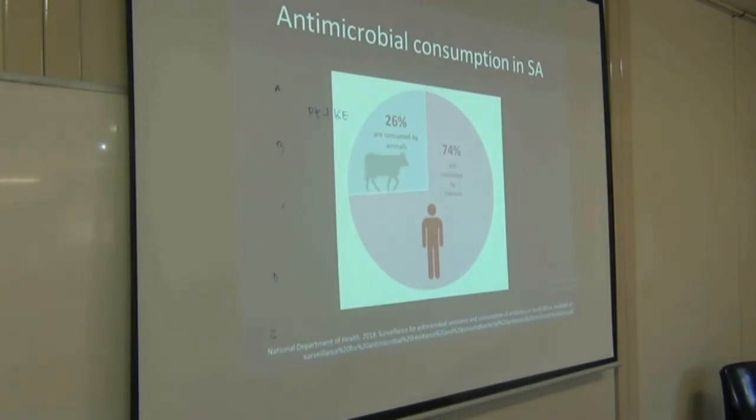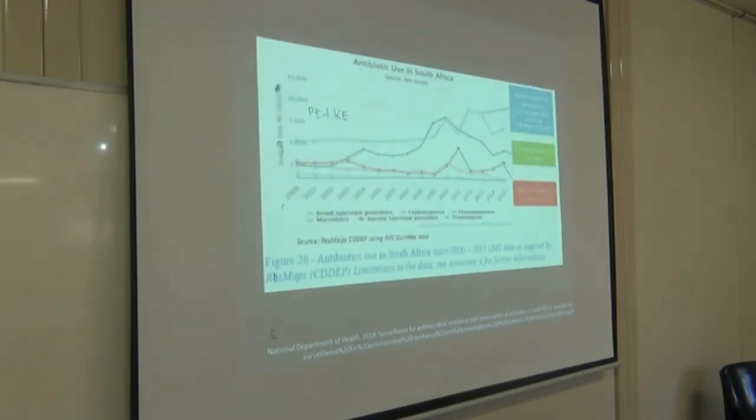According to the consumption data, South Africa has quite an interesting mix of antibiotics used in humans and antibiotics used in animals. In South Africa, you can see most antibiotics are consumed by humans. This is usually the other way around in other countries, where the animals will actually be consuming more antibiotics than the humans. So I don't know why our people are taking so many antibiotics.